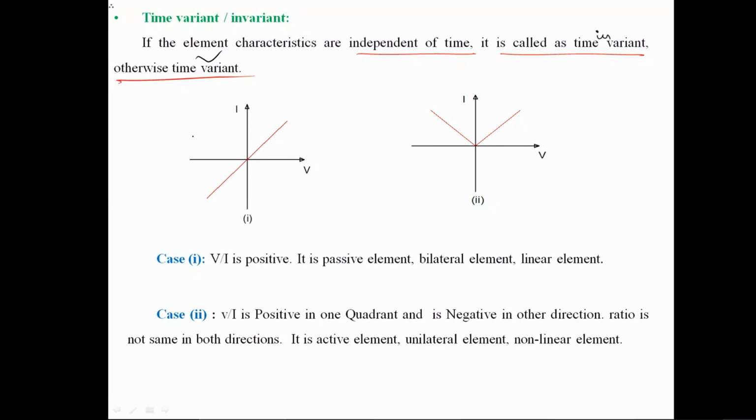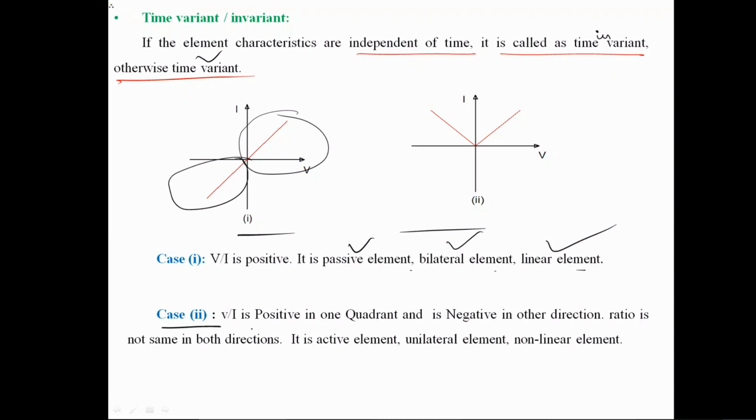Now see these two characteristics. Case one: if V by I is positive, it is a passive element, and a bilateral and linear element. See here, V by I is positive in this quadrant and in this quadrant also, because both are negative, so V by I will always be positive. Therefore that type of element is a passive element, bilateral and linear.